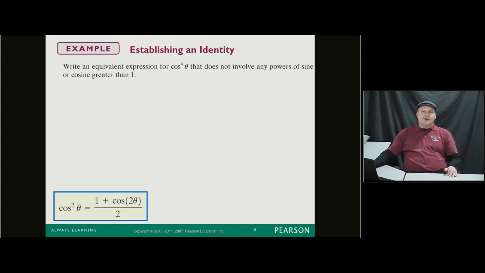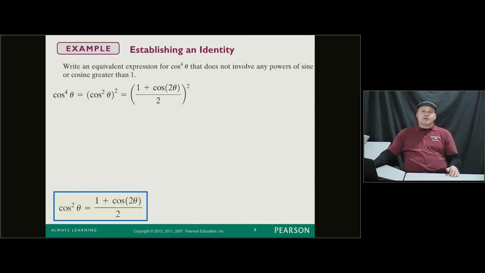We're going to write an equivalent expression for the cosine to the 4th of theta that does not include any powers of sine or cosine greater than 1. So in other words, we don't want any cubed cosines. We don't want any squared cosines. We want all powers to be 1 at the most. Okay? So let's look at this.